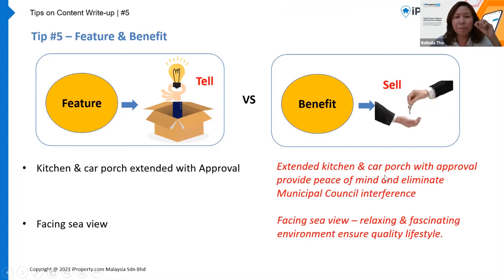So you are talking about the benefit of why getting approval is so important. Then you tell people what things are involved in this approval, that is a renovated kitchen and also an extended car porch. So all this information, you are translating the features into the benefit in our content. Another one here, facing sea view. But what is so great about this facing sea view? Because this property will provide you a relaxing and fascinating environment, ensuring your quality lifestyle. So this is the benefit.